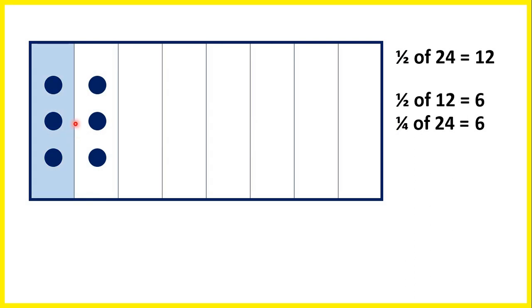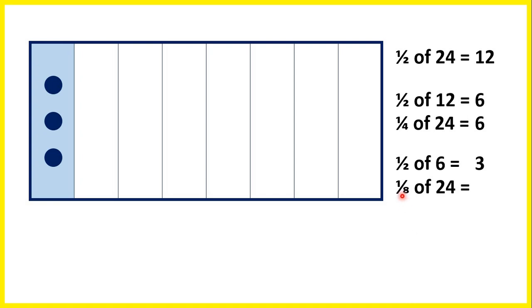Now we can take those 6, split them in half again, and we have 3. So half of 6 is 3, but we can also see, if we look at our fraction bar, that we now have 1 part out of 8 shaded. So we can say that 1/8 of 24 is also 3. So if you halve, halve again, and halve again, you can find 1/8.